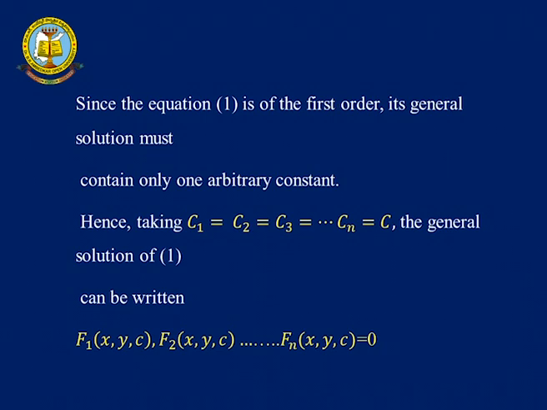So let us take all the constants c1, c2, c3, and so on, cn, as only c. Instead of all the constants we are substituting c. So the equation can be written as f1 of x comma y comma c and f2 of x comma y comma c and so on, fn of x comma y comma c equal to 0. So this is the method we are following to solve for p. Any equation, first we make a factorization, then only we solve the equations.